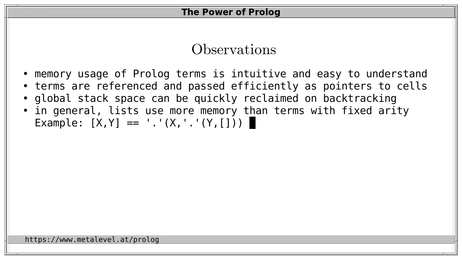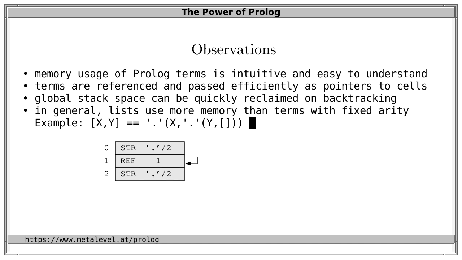And of course we can represent it more efficiently, like in GNU Prolog, where we start with the outer term and linearize it. So we write the functor dot and then the 2 arguments. And the second argument is again a term with functor dot and 2 arguments, a variable and the constant nil. And that takes only 5 cells.